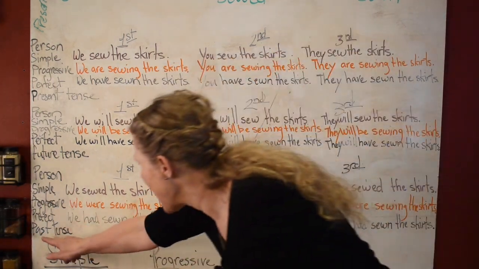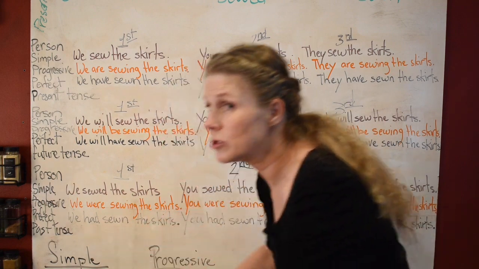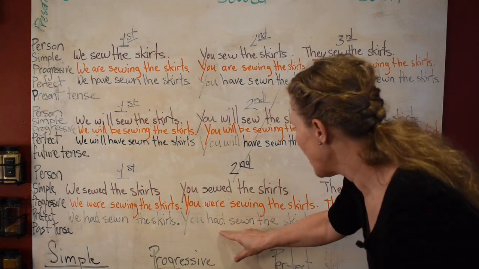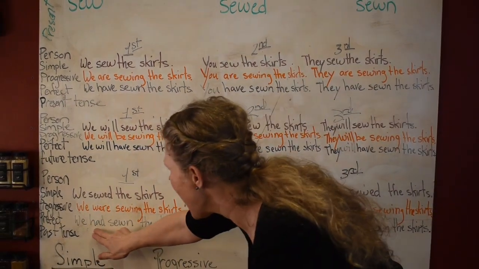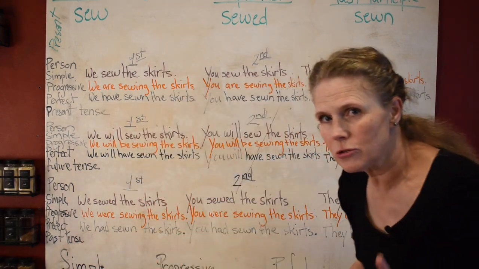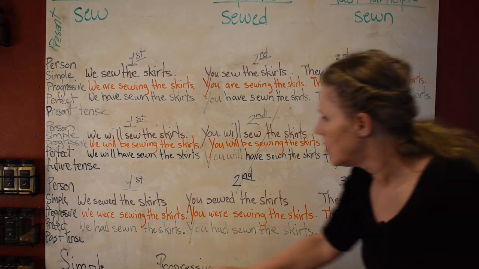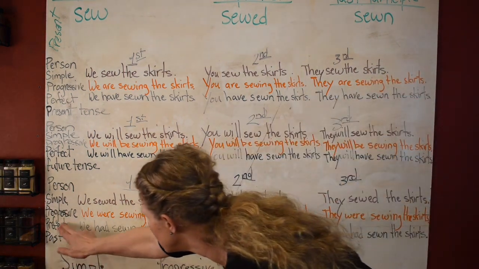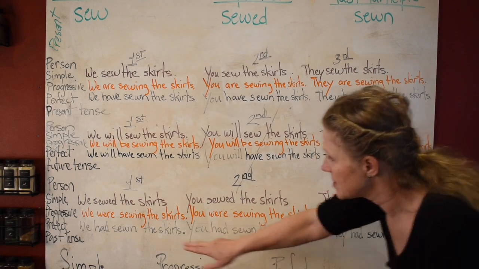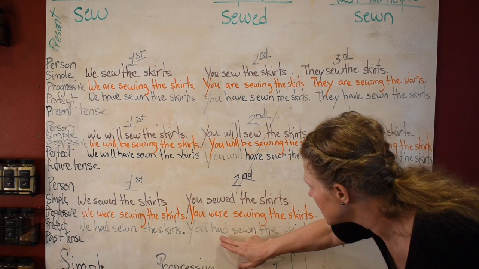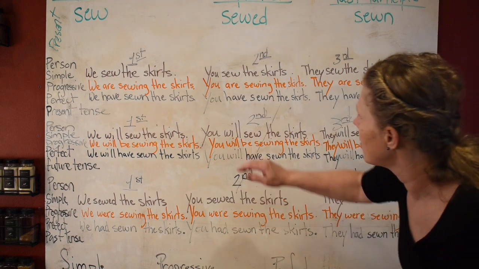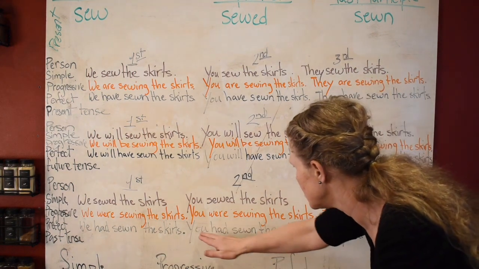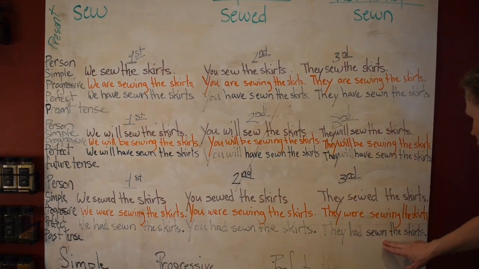We're going to go into the perfect past tense. So that means we have to use the proper auxiliary verb. We had sewn the skirts. You had sewn the skirts. See, we're using the past. Since this is the perfect past, you have to use the proper auxiliary verb. They had sewn the skirts. Since this sits in the past tense, you have to use the past tense verb of had in the perfect. See how here it's have when it's in the present. Here in the future it's will have. But here in the perfect past it's had sewn. They had sewn the skirts.